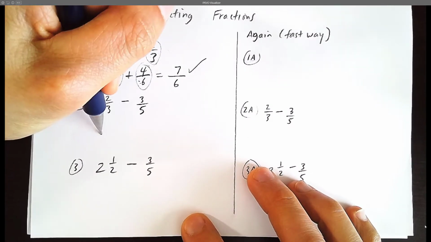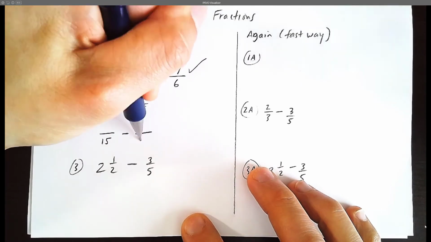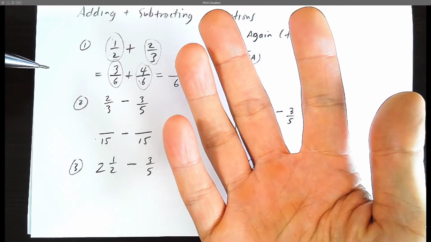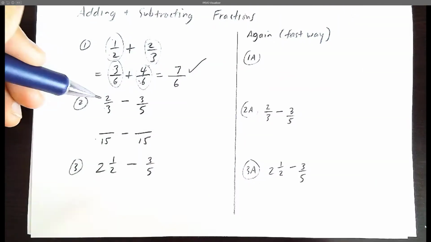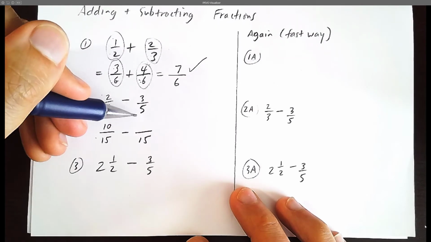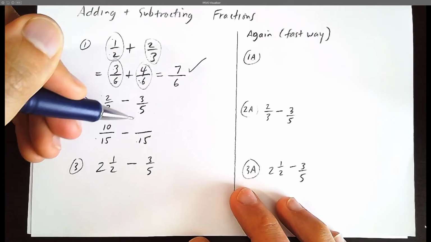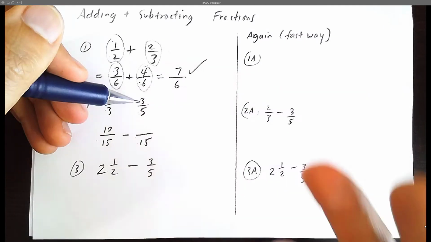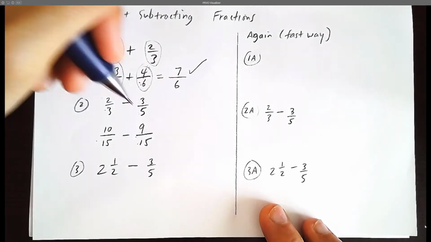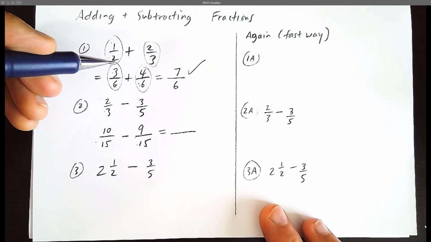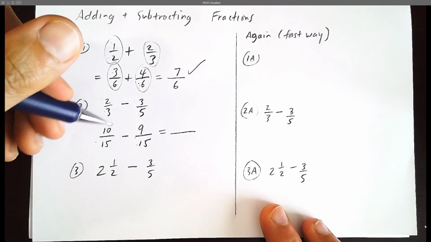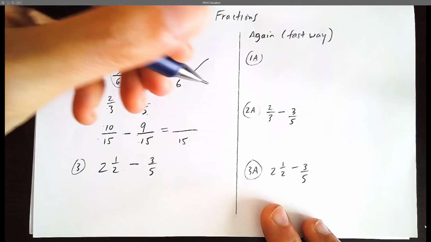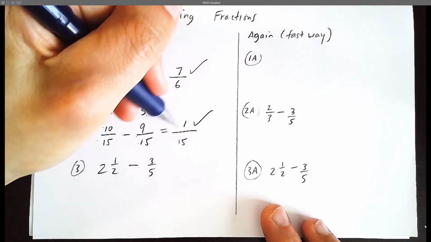3 times 5 is 15. That's a nice common denominator. 3 times 5, there's 5 fingers, is 15. So 5 times 2 is 10. 5 times what is 15? Memorize your times tables. 5 times 3 is 15. 3 times 3 is 9. So again, similar to adding fractions, we can just subtract. 15 remains on the bottom. We're going to combine into one term. 10 minus 9 is 1. So here's your second answer.